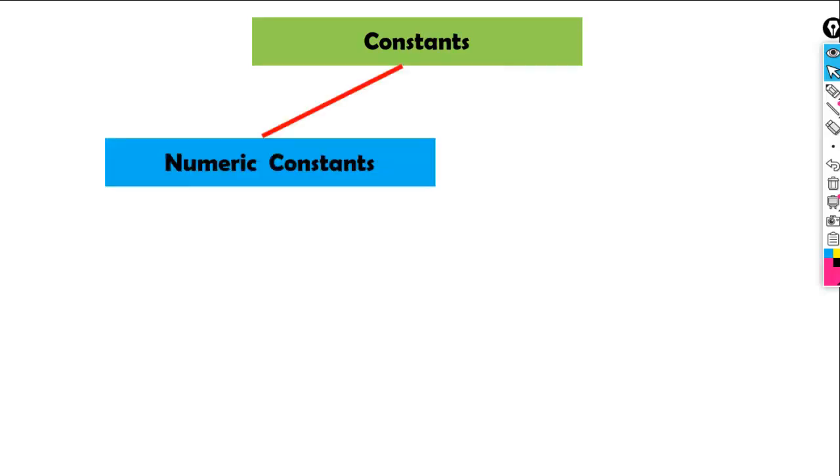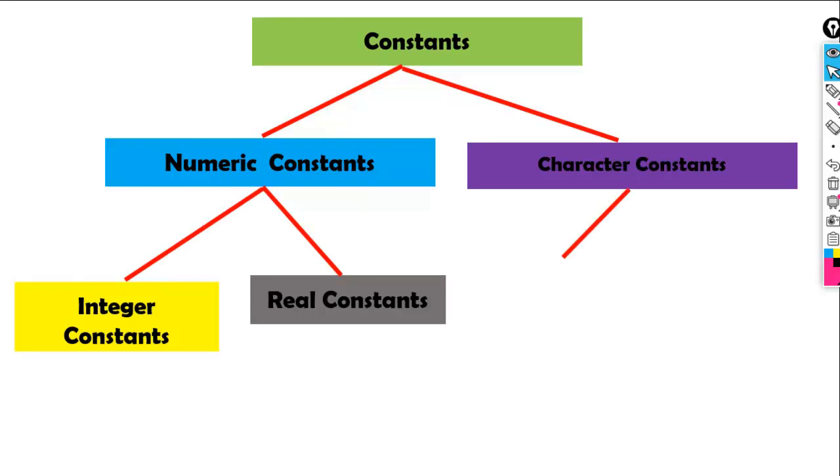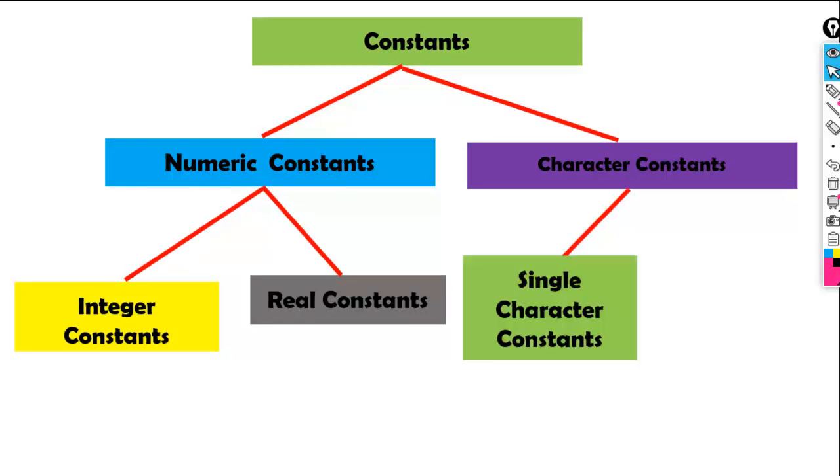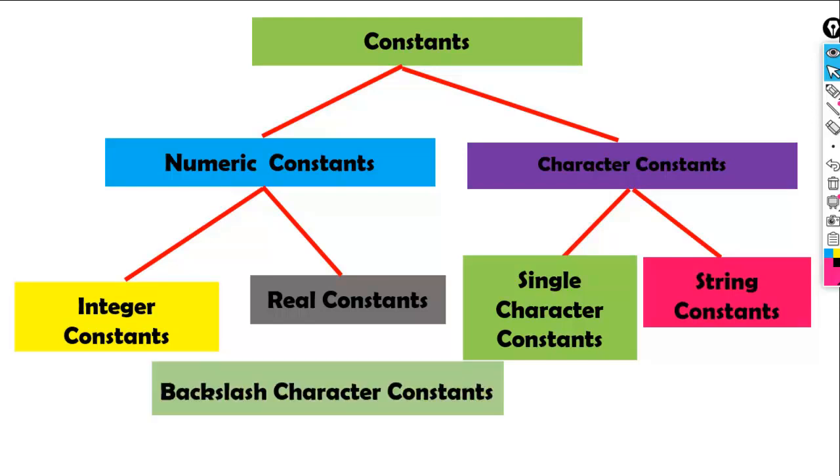In this video, we are going to discuss constants in C. Constants in C refers to fixed values that do not change during the execution of a program. C supports several types of constants like numerical constants and character constants. Numerical constants can be integer constants or real constants. Character constants can be single character constants, simply called as character constants, or string constants. Also, C supports backslash character constants and symbolic constant.